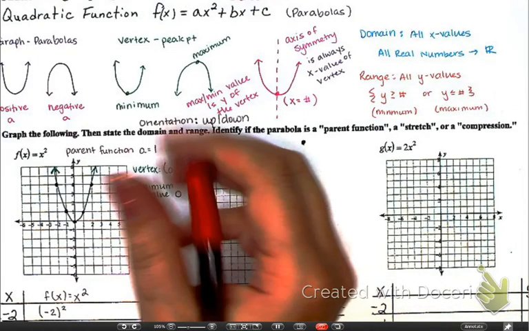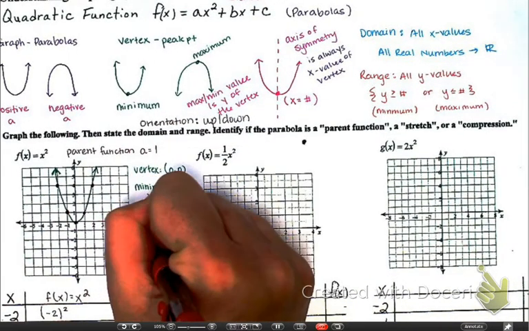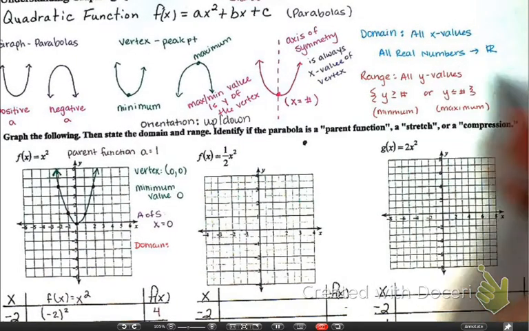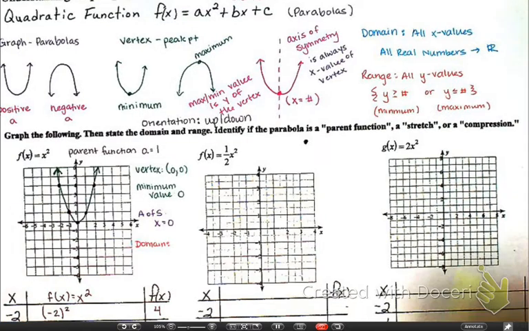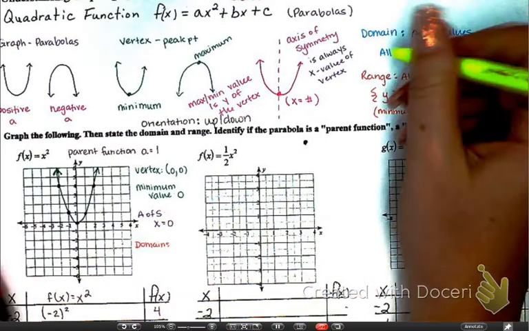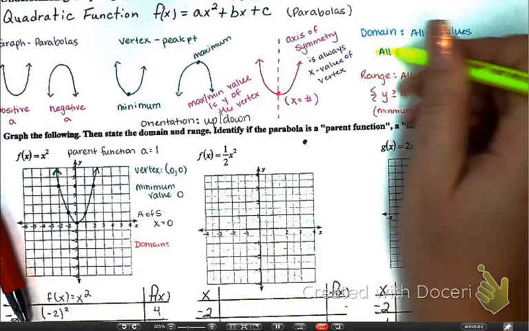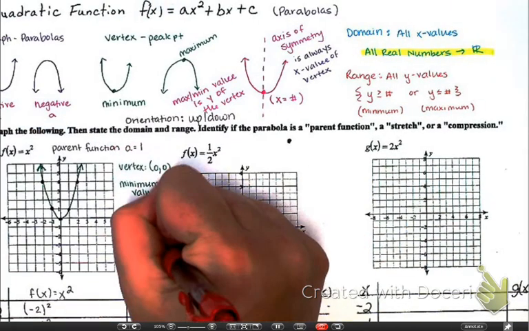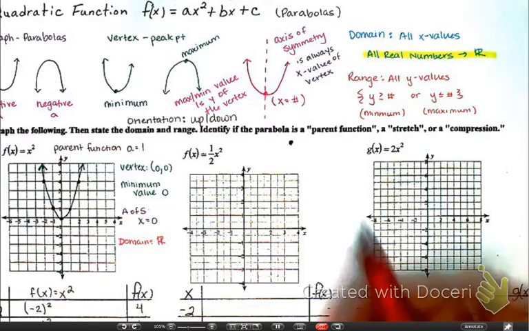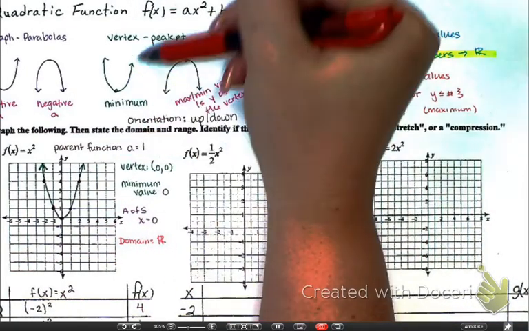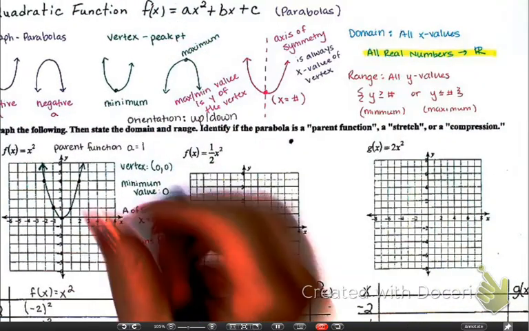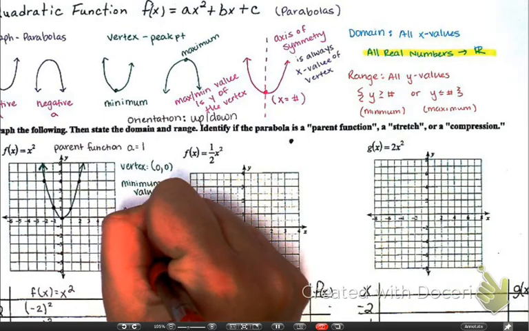We can also name the domain. What's the domain? All real numbers. That is always the answer for your domain. All real numbers. Make a note. That is always your answer. Don't think too hard on that one. It is always all real numbers, because my x values continue to increase on both sides, right? They go on forever.